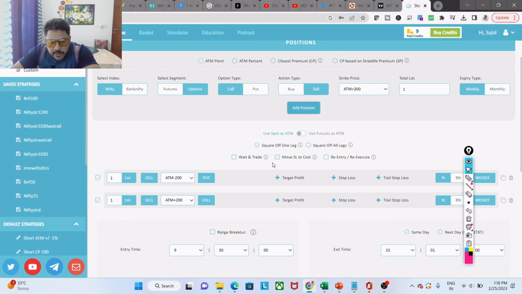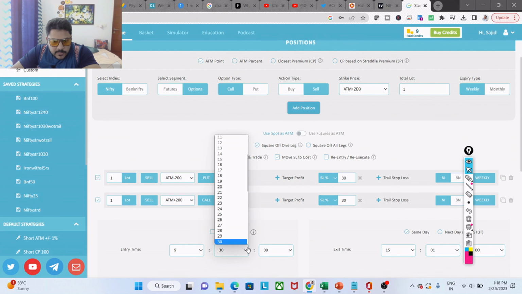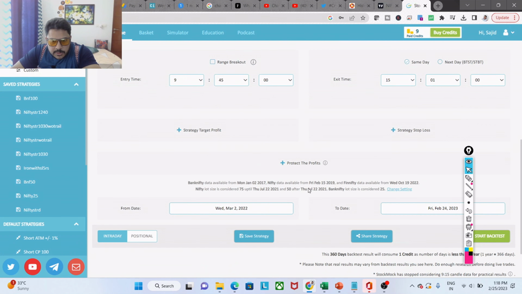Now we have square off one leg, move SL to cost. Stop loss is about 30%. Timing will be 9:45 to 3. Okay, so let's check this on a backtest. I hope this time it gives us the correct data.